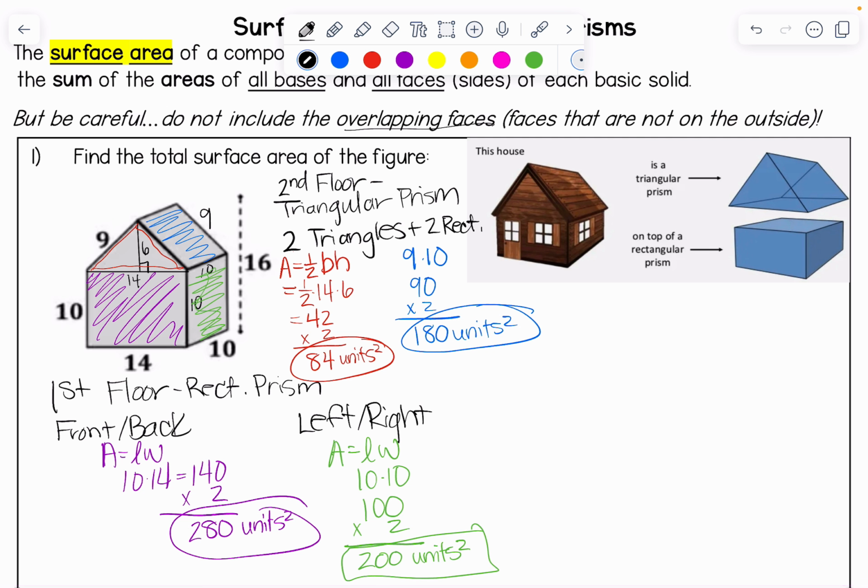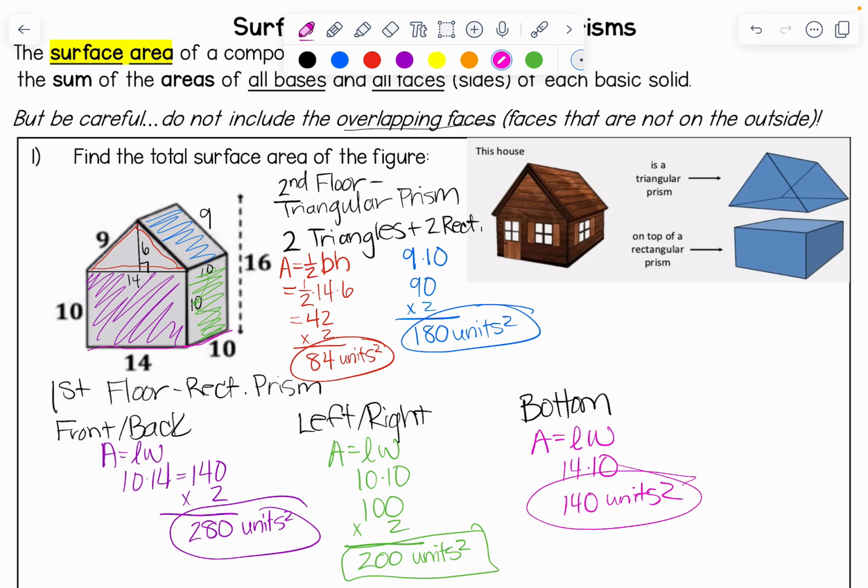And then the last part we have to do is just the bottom. Again, we're not doing the top because when we look at the house, the bottom of the triangular prism and the top of the rectangular prism are not on the outside of the shape, so we don't need to add those in. Now when I look at the bottom, it's going to be a 14 by 10. Again, that's a rectangle, so length times width: 14 times 10 gives me 140 units squared.